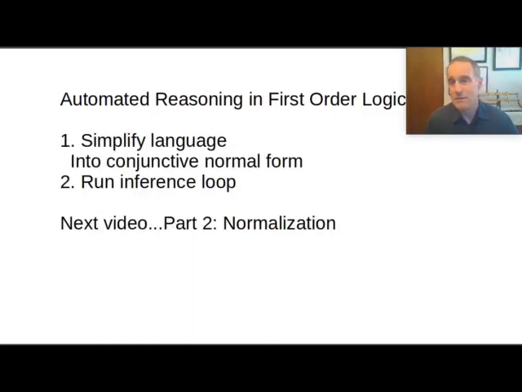So there's really only two steps if you want to summarize the approach. First we have to take first-order logic and simplify it a bit. And so we simplify the language into something that's called conjunctive normal form, and that's what I'm going to talk about in the next video, this process of normalization. And once you've simplified the language through a somewhat simple mechanical procedure, then you can actually run inference. So I'm going to talk about those each in their own video.